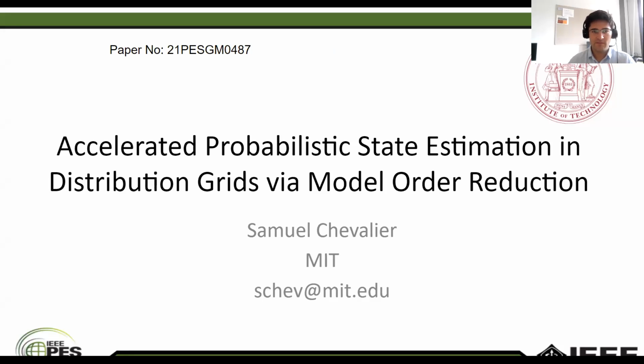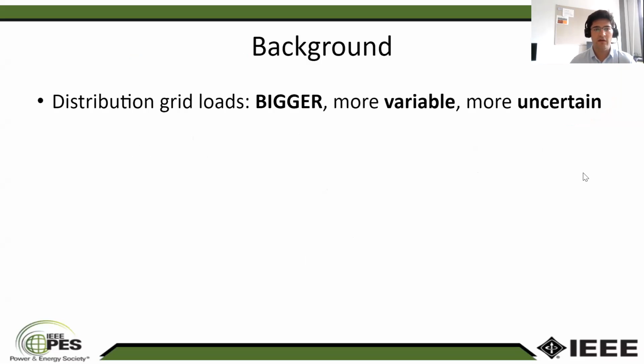Hello, my name is Sam Chevalier, and today I will be telling you about our work entitled Accelerated Probabilistic State Estimation in Distribution Grids via Model Order Reduction. This work was done jointly with my advisor at MIT, Professor Luca Daniel, and our collaborator at the University of Padua, Professor Luca Scanato.